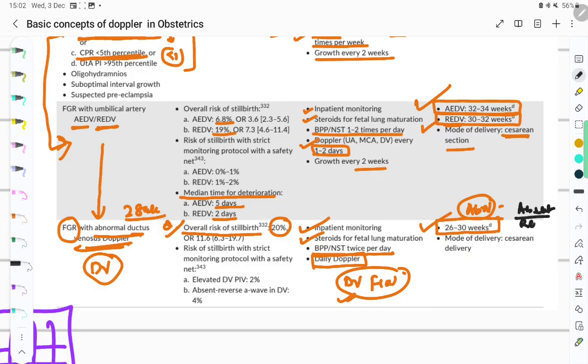Absent or reversal of A wave in ductus venosus in DV Doppler, and mode of delivery is cesarean section. That is between 26 to 30 weeks. We can deliver the fetus based on this parameter.